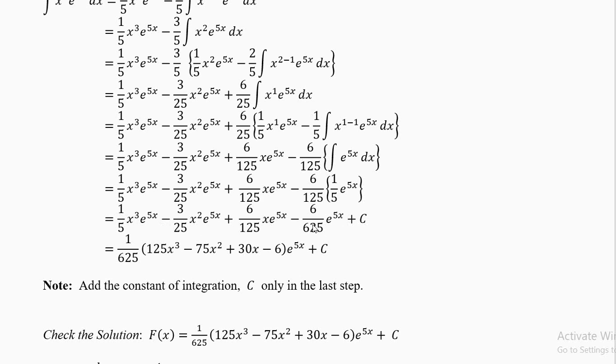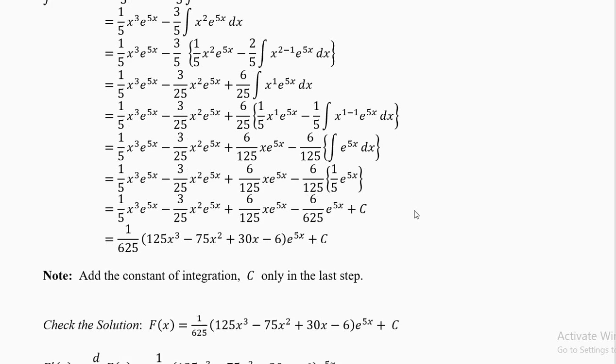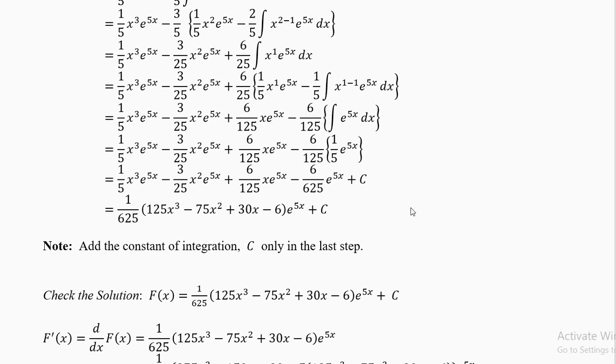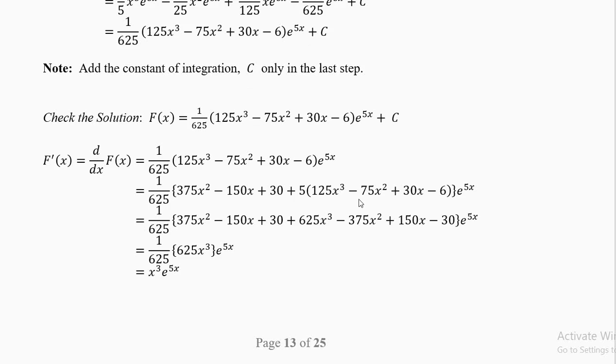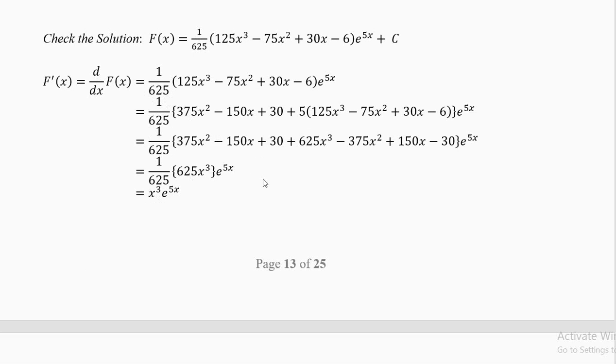If you want, you can take the 625 common, then 625 by 5 is 125. 625 by 25 is 25. 25 into 3 is 75. Then 625 by 125 is 5. 5 into 6 is 30. And 625 divided by 625 is 1. 1 into 6 is 6. And remember the plus minuses, take e power 5x out common, it looks better and it's easier to use the function when you factorize it. A factorized function is always better than an unfactorized one. Then again, do your 3-line differentiation. It's very important to check your answer by differentiation.